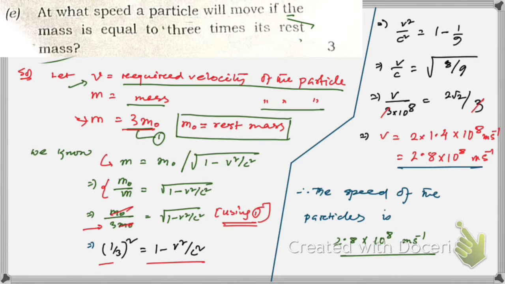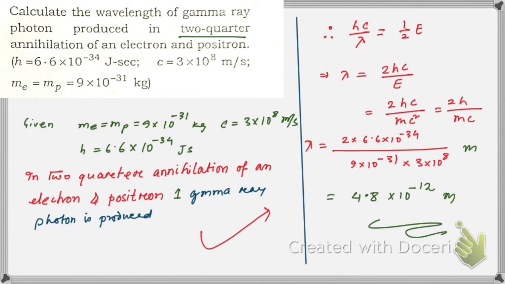So now, putting the values here, if you put the value of c and simplify this, then you can find v, the velocity of the particle, and this is the answer we have got. So hope you understand these calculations. Very simple. That's how we can solve this problem. So now let's move on to the next question. Calculate the wavelength of the gamma ray photon produced in the annihilation of an electron and positron.